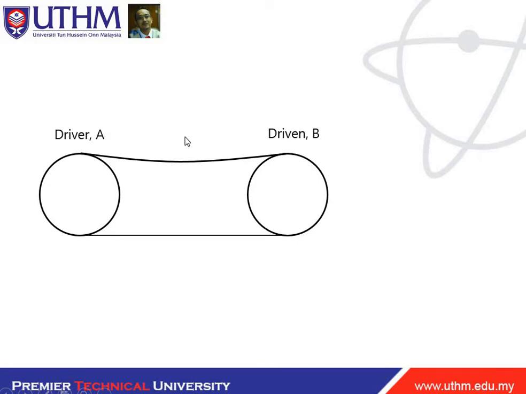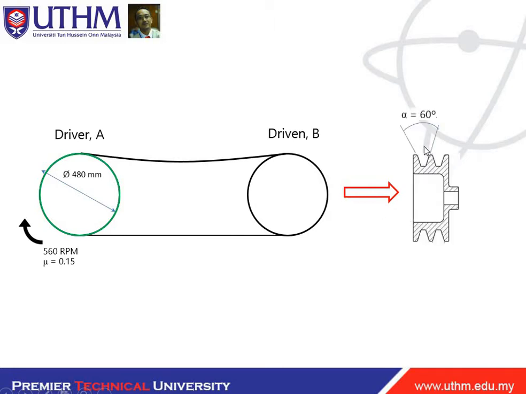To simplify the diagram, this is driver A, this is driven B. The diameter is 480 and the speed is 560 rpm. Coefficient of friction is given as 0.15. If we look from the side view of the pulley, we can see that there is a double groove pulley over here. The groove angle is 60 degrees. This is for belt 1, this is for belt 2, since the question is asking about two parallel belts, two units of belt.